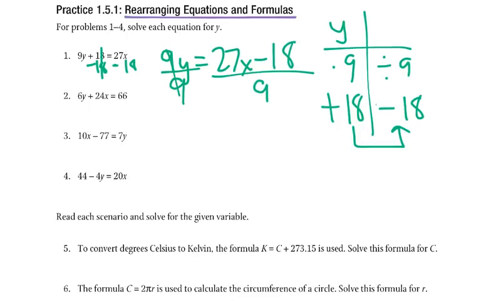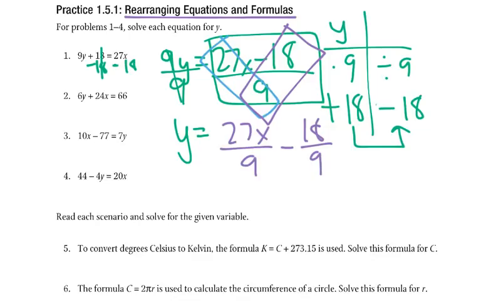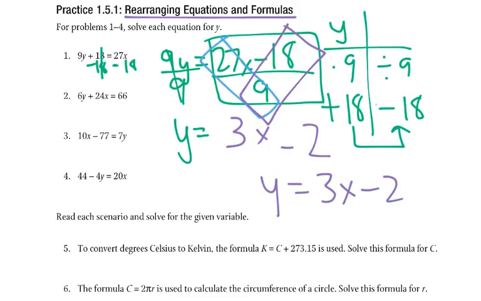Now, here's the thing with division. That becomes 1. Now, I can leave it like this, or I can realize that 27 divided by 9 and 18 divided by 9 can be simplified. So in other words, I can split it up and have 27x over 9 minus 18 over 9, which 27 divided by 9 gives us 3. So 3x. 18 divided by 9 gives us 2. So y equals 3x minus 2. Which, when you look at that, you should realize, oh, I can use that to graph now.